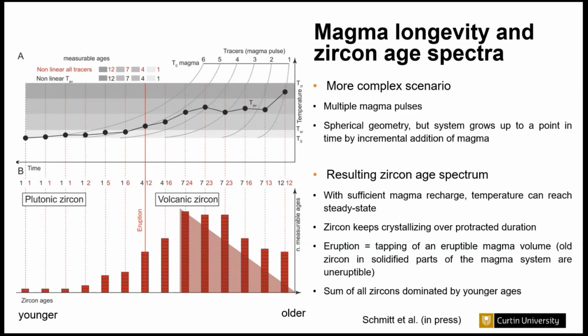These are very basic, simple scenarios, but they should serve to make the point that there is information about the timescales and the volumes involved, the recharge rates of magma, in a zircon age distribution. The total age range represented here corresponds to the total duration over which we have magmatic activity, we have magma recharge, but the shape also tells us something about this magma recharge system.